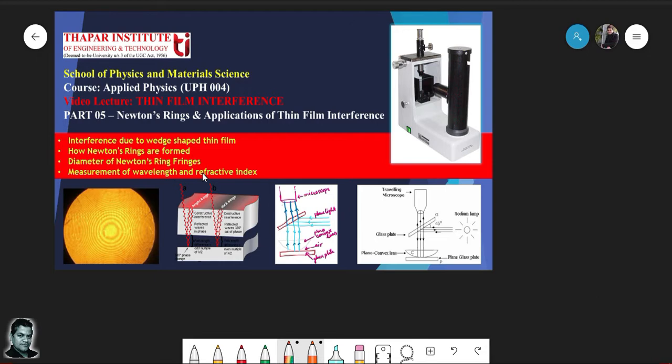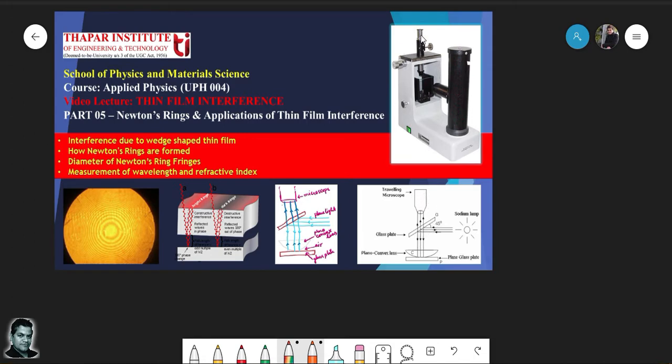index of liquid mediums. So here is an example of such a Newton's ring, and here is a schematic diagram of the phenomenon of Newton's ring, where you have a light source, a monochromatic light source, and then this is the actual setup for the Newton's ring, and this is a glass plate, this is a traveling microscope.